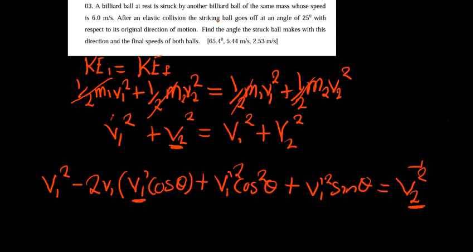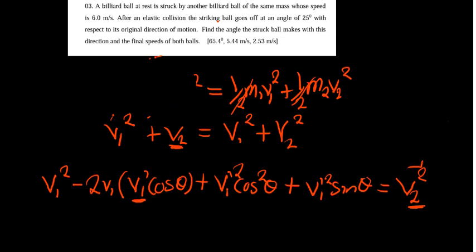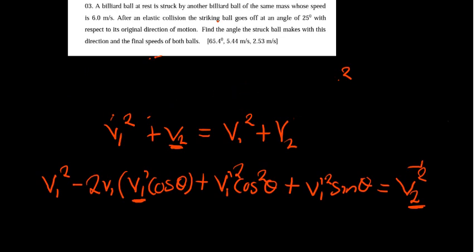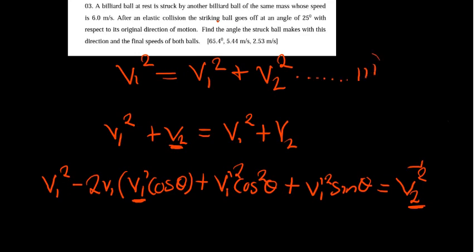So I'm going to clear out this part. Our equation is going to be v1 squared is equal to v1 final squared plus v2 squared. So this is our third equation now.